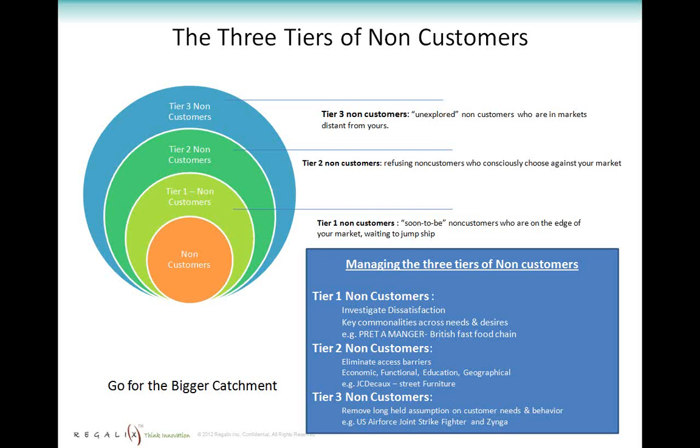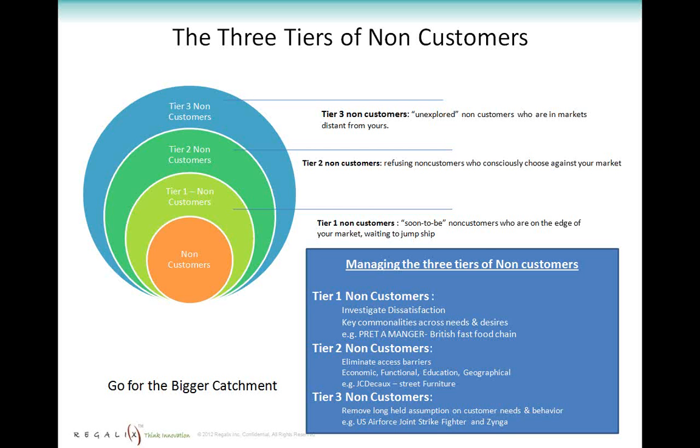There are three tiers of non-customers. The tier 1 non-customers are soon-to-be non-customers who are on the edge of your market, waiting to jump ship. Tier 2 non-customers are refusing non-customers who consciously choose against your market. Tier 3 non-customers are unexplored non-customers who are in markets distant from yours.